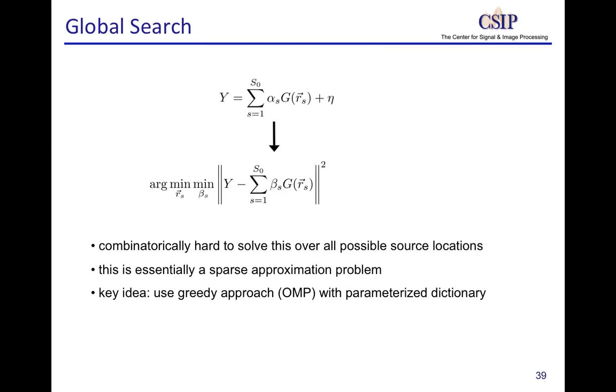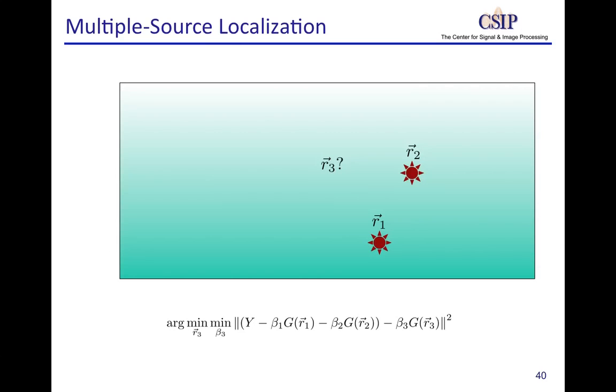So the main idea is to use something similar, like a greedy approach, like orthogonal matching pursuit, with a parameterized dictionary. Okay, so here's what this looks like, basically. If you have some estimates for R1 and R2, then you can estimate R3 by itself. So you basically subtract out beta 1 g R1 and beta 2 g R2 from your data vector y, and then you estimate only the third source location using the standard approach.